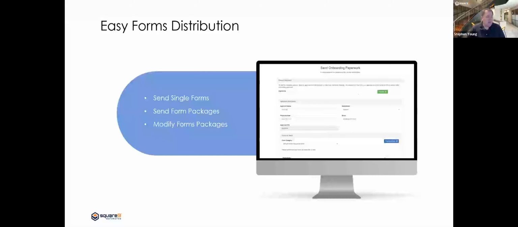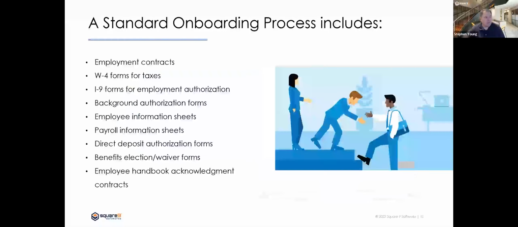And at the same time, we wanted you to be able to modify that and say, what's included in my forms package? Not everyone is the same. Depending on the position, there might be conditional types of forms that would go along with a particular role. So if you look at a standard onboarding process here in the United States, it could include anything from employee contracts. Again, we have the W-4 form for taxes. We have the I-9 for employment authorization, saying that you're legal to work here in the United States. We have the background authorization forms, employee information sheets, payroll information sheets, and it goes on and on.